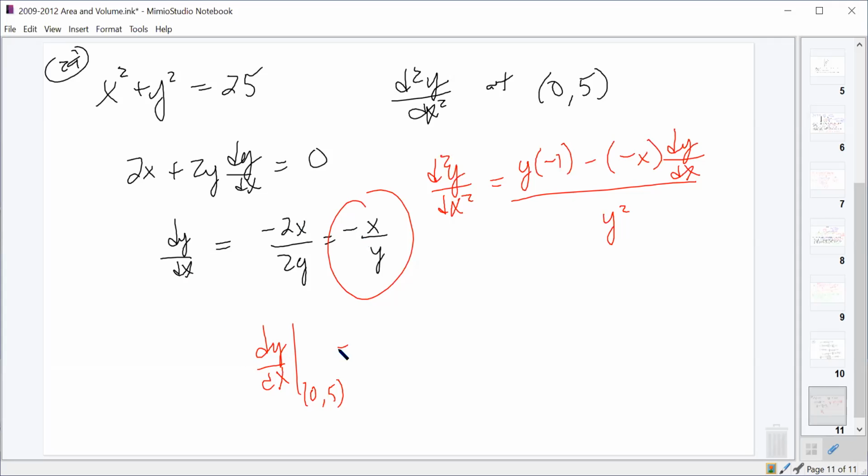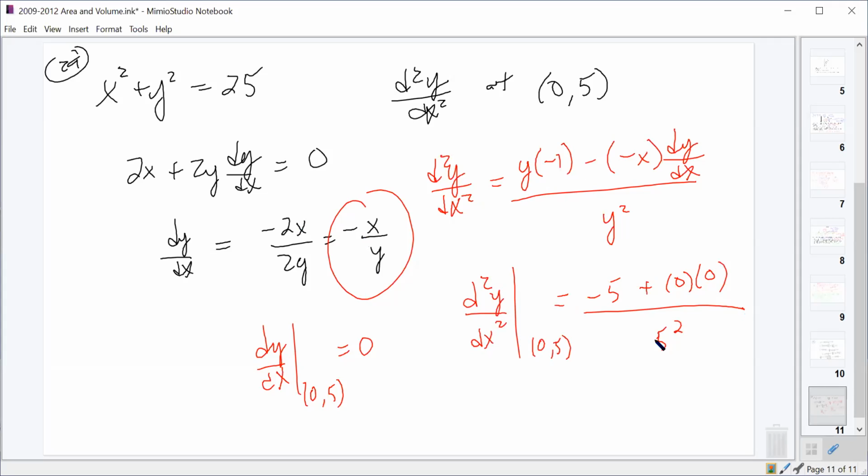Just dy dx should be 0, right? So then we just need to plug in the y's over here. So if I evaluate this at the point 0, 5, y is 5, so that becomes negative 5. And then that becomes plus x, which is 0, times dy dx, which is also 0, over y squared, which is 25. So we got negative 5 over 25, which is negative 1/5. Good or no? And that was answer choice D?